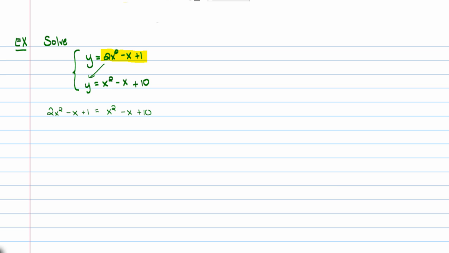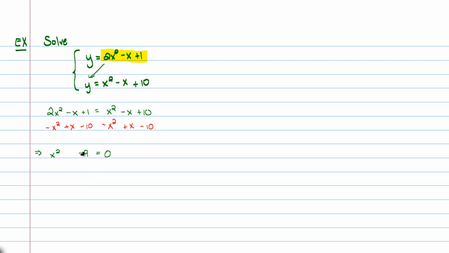Alright, so let's go ahead and move everything to one side. So I'll subtract x squared from both sides. I'll also add x to both sides, and I'll subtract 10 from both sides. Add x, subtract 10, and here we go. 2x squared minus an x squared, that gives me an x squared. A negative x plus x, they cancel, and 1 minus 10 is a negative 9. Everything on the right hand side should cancel out, and so I get this business.